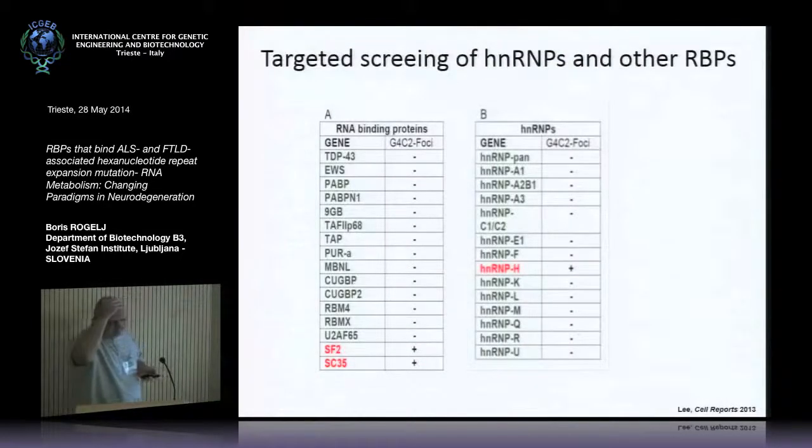In Chris Shaw's lab, they went about it differently. They did a targeted screening of hnRNPs and other RNA-binding proteins that might bind to GC stretches, and they had 3 hits which indicated that they could be bound to the RNA foci.